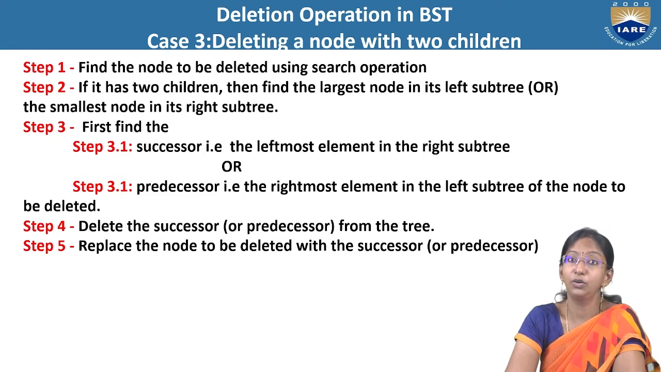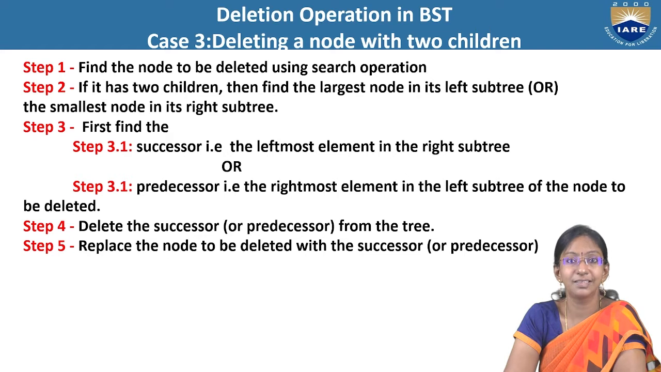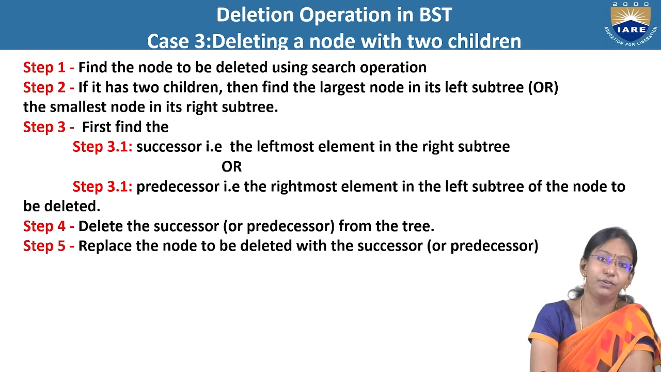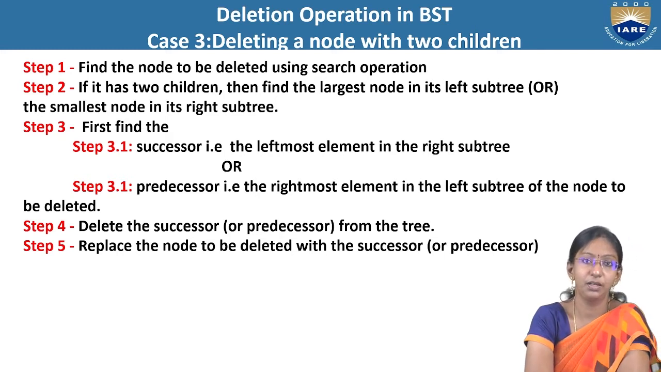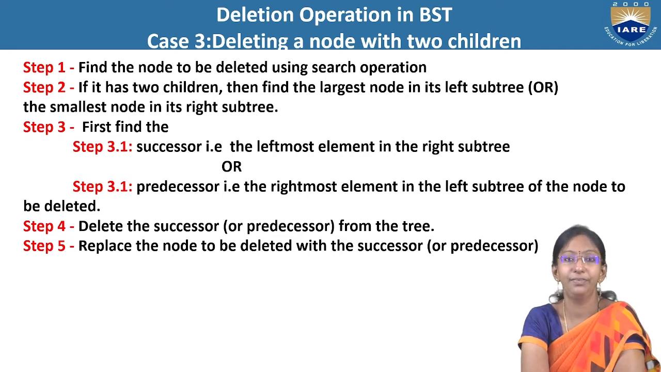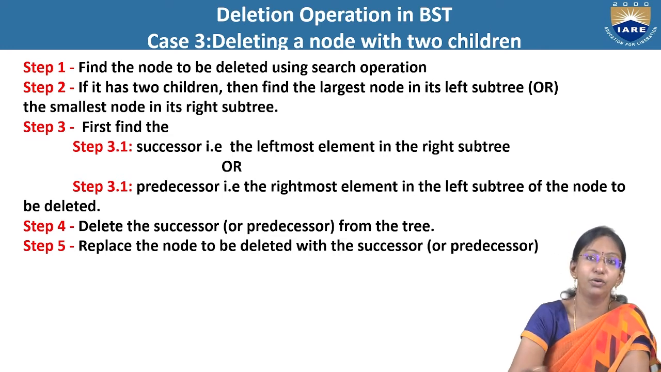What if you are trying to remove a node with two children? A binary search tree can have a maximum of two children, right? What to do? The node which you want to remove can be replaced by its successor or predecessor. Choose one of the sides. Okay. Successor is the leftmost element of the right subtree, whereas predecessor is the rightmost element of the left subtree. I'll show you an example.